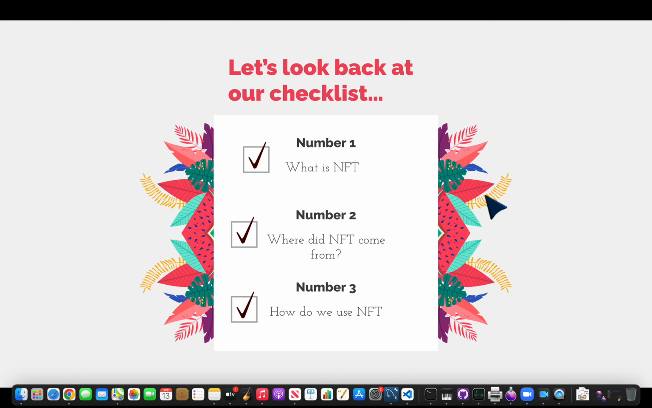In NFTs, okay? So let's look back at our checklist. Number 1, what is NFT? Number 2, where does NFT come from? And number 3, how do we use NFT? We went through all of that. You guys should be able to answer these questions.